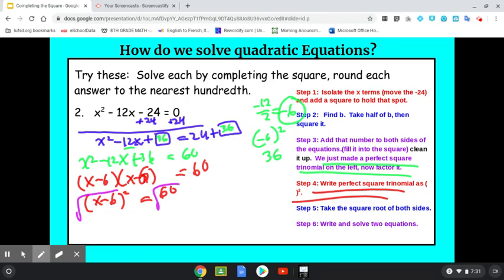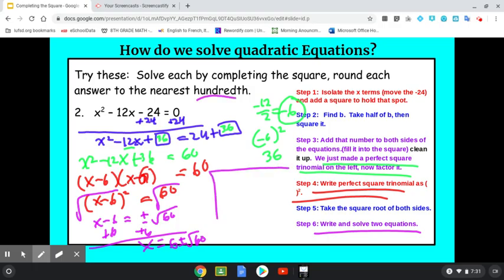And now the last thing you're going to do is bring out your x minus 6 here. And this becomes plus or minus radical 60. Now, again, we need to write and solve the 2 equations. So in order to do that, I have to add 6 to both sides. And I get x equals 6 plus or minus radical 60. Now the question's asking us to round it to the nearest hundredth, so I have to separate both of them. I get x equals 6 plus radical 60 and x equals 6 minus radical 60.